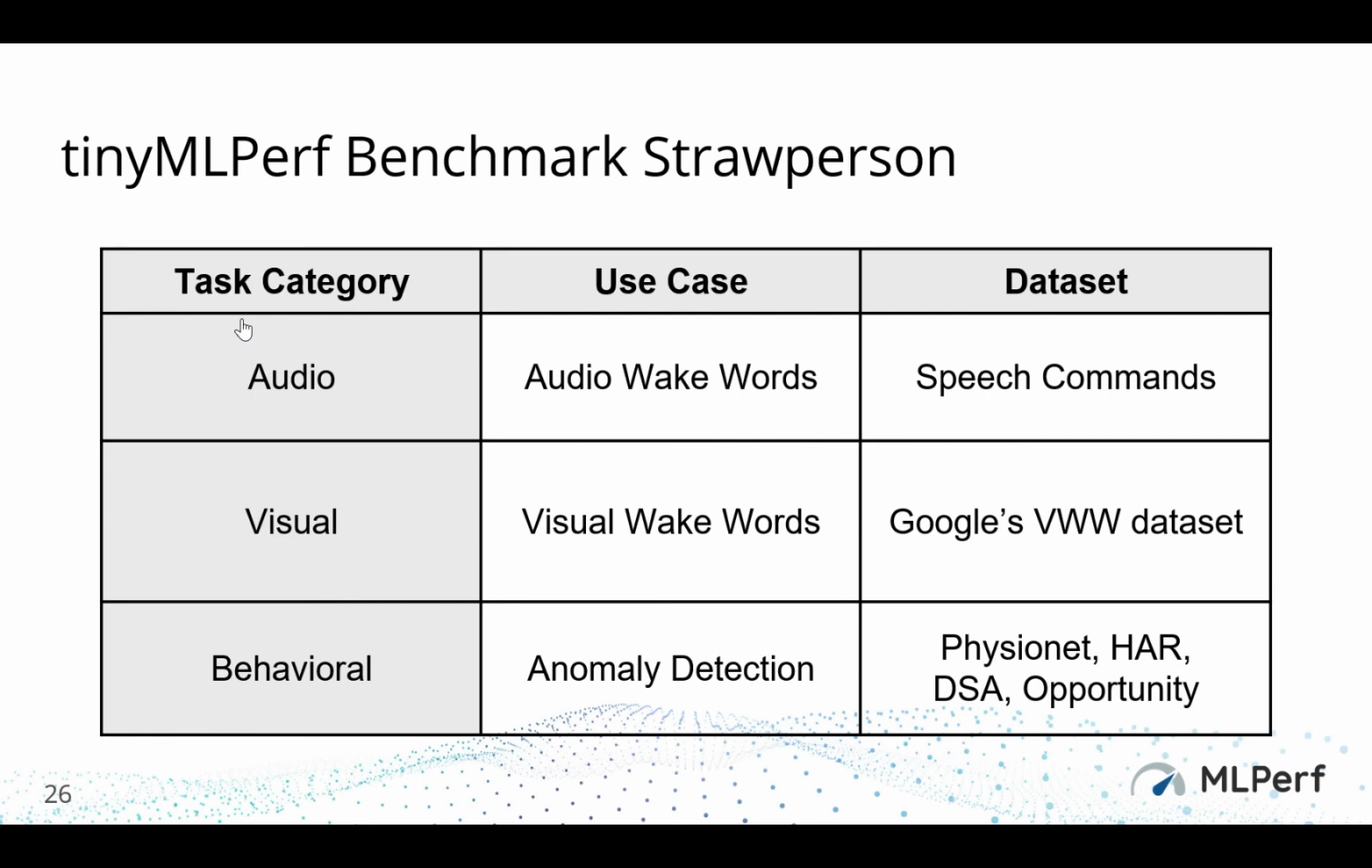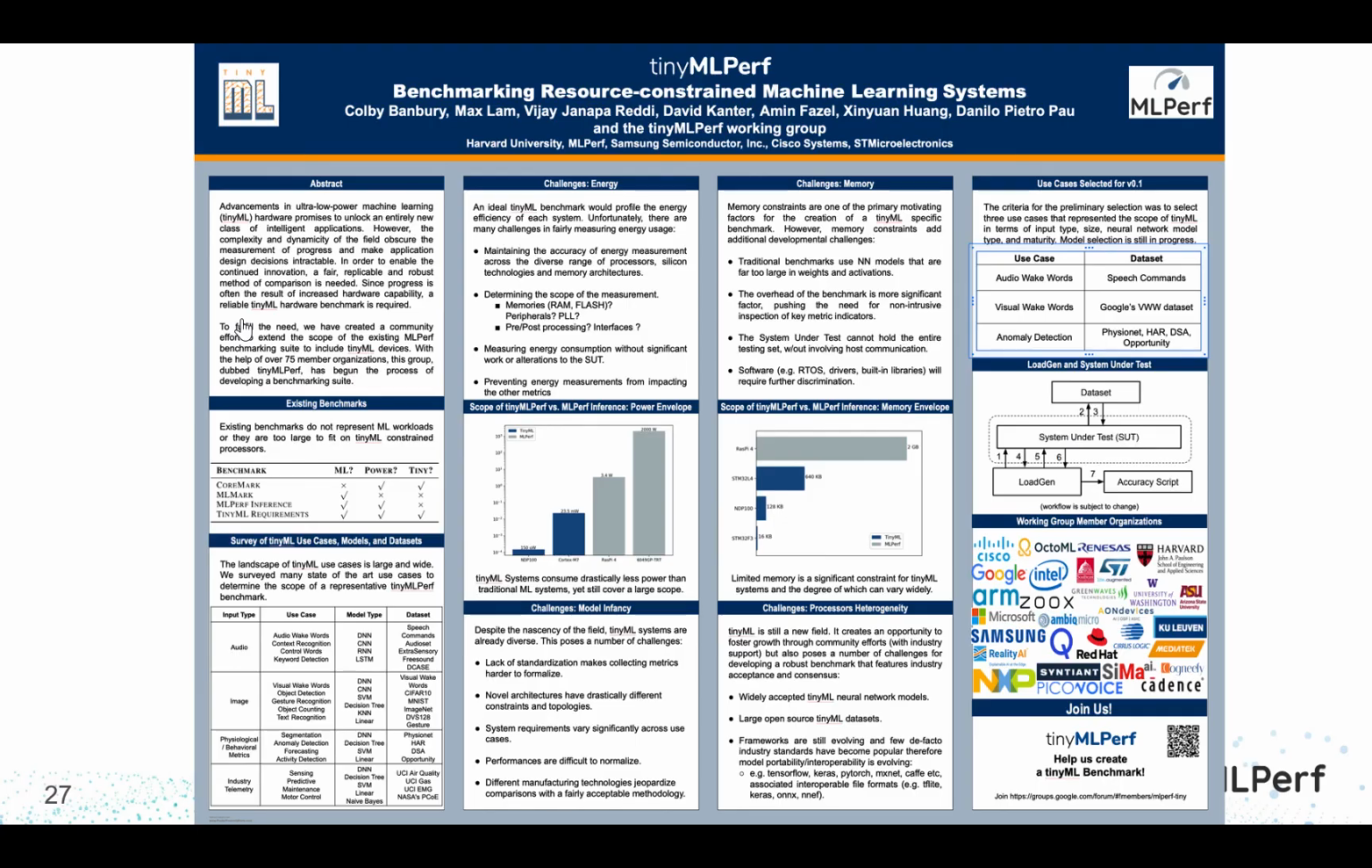So the starting place where the group is at this point is just a straw man. We haven't quite baked it in. I'm showing you this so you can give us feedback and participate and say, no, this is the wrong data set, or this is the wrong model or the wrong task you're focusing on. The primary approach has been picking 3 different task categories, one in audio, visual, and behavioral, and picking well-known use case scenarios, going off of public data sets, as I mentioned earlier.